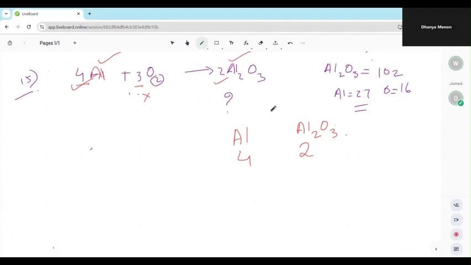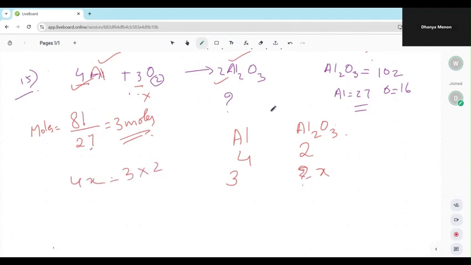Now, we already know the number of moles of aluminium. That is, we found out the moles, right? Moles is equal to 81, which was given in the question, by 27. We already found out the actual reacting moles. So 3 moles of aluminium will produce how much? I take it as x. So 4x is equal to 3 times 2, that is 6, and x is 6 by 4. Okay, so this is the moles.